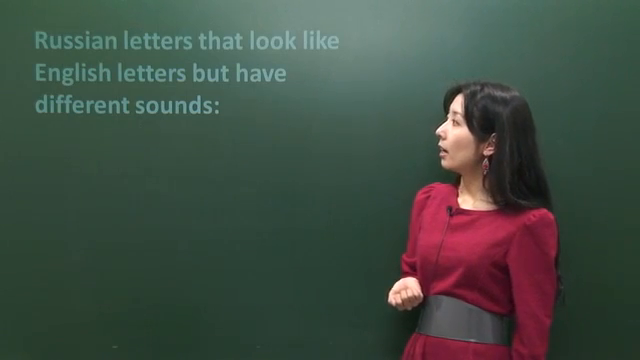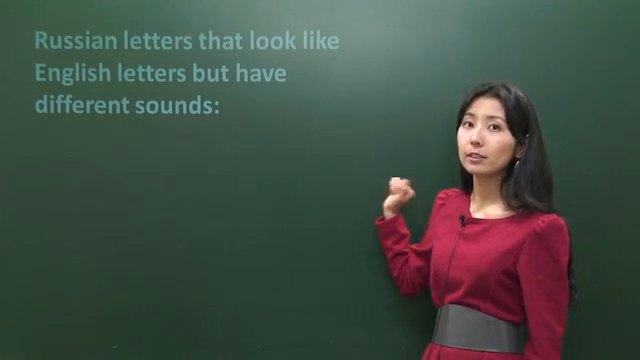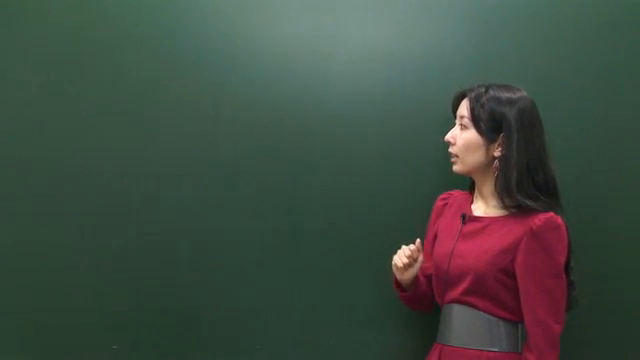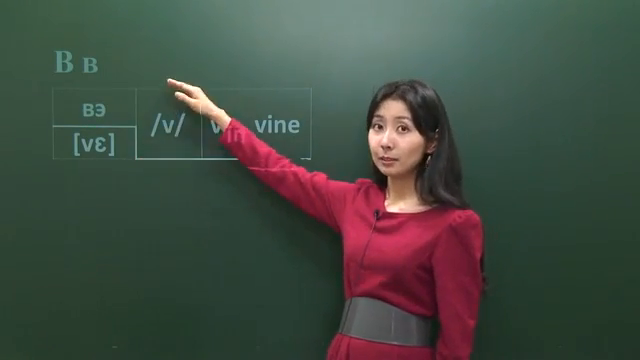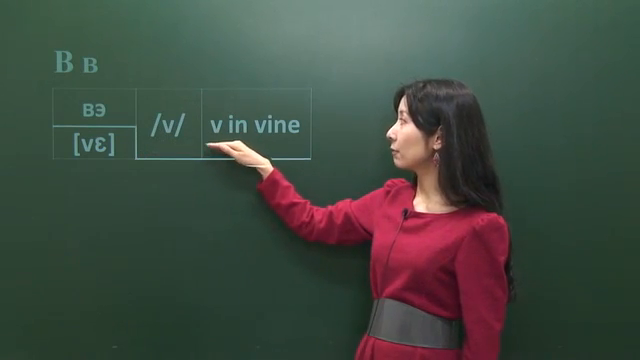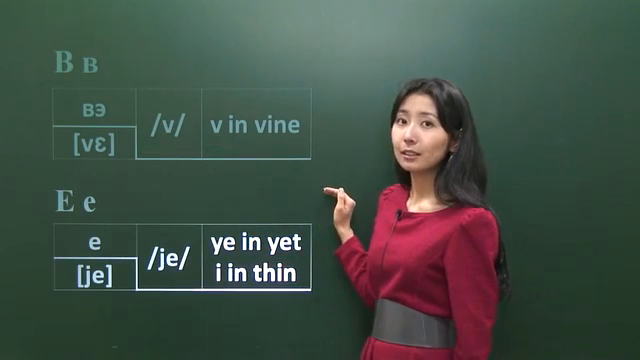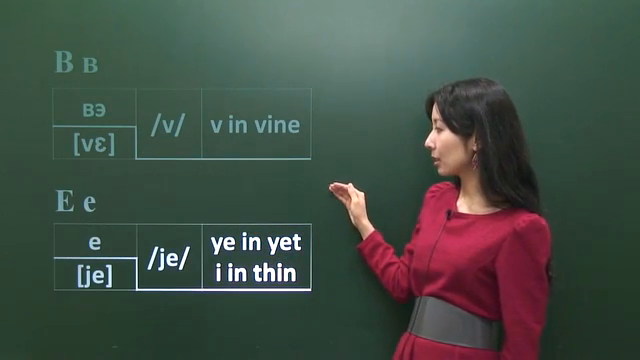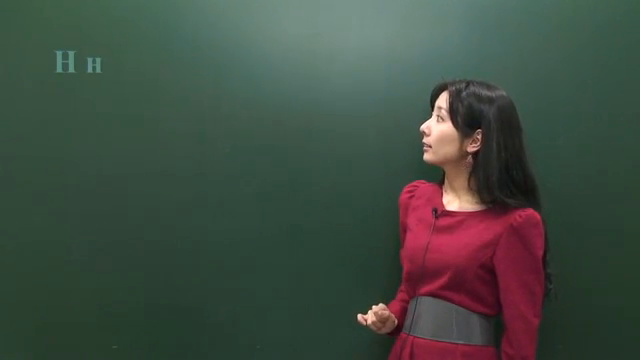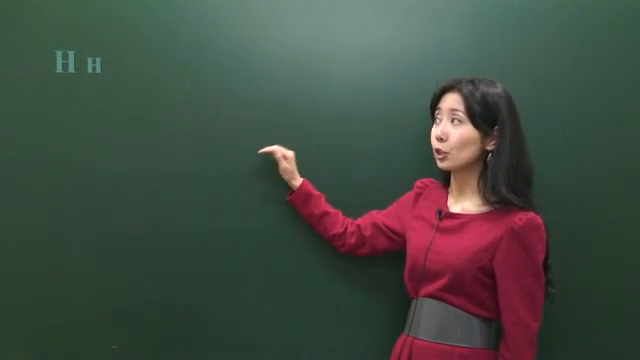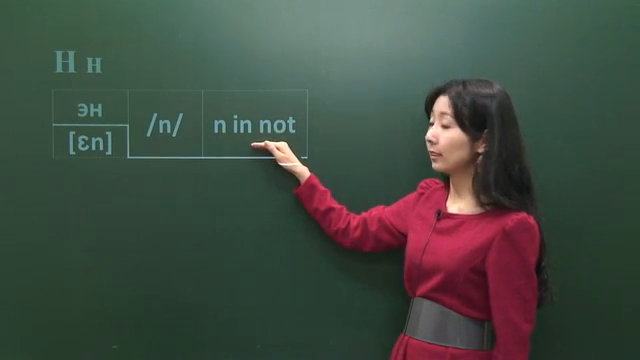Our next group are Russian letters that look like English letters but have different sounds. Here they are. The first one in this group is letter V, which looks like letter B, and the sound is the same as V in vine. Next one is letter Y, and it stands for a sound similar to the Y in yet. The next letter is letter N, which looks like the English H. N. And the sound is the same as the English N.